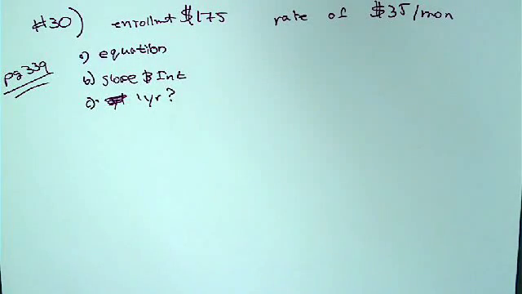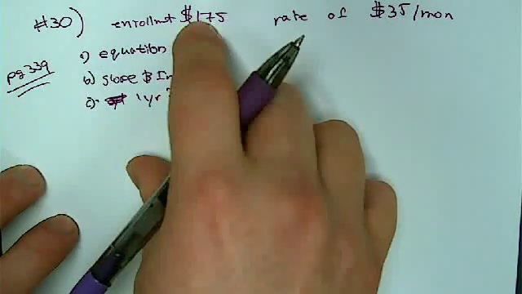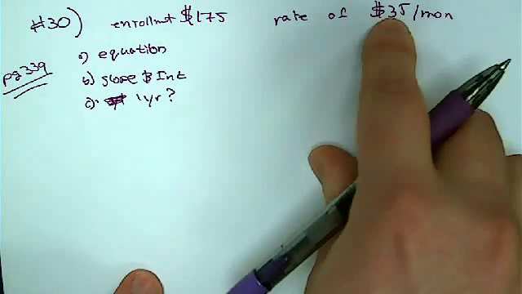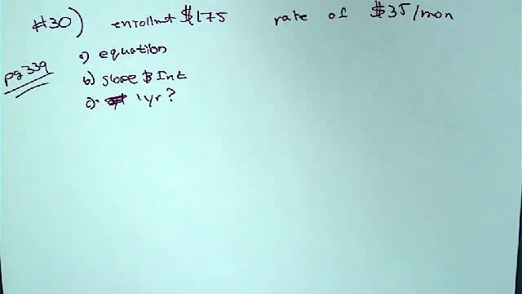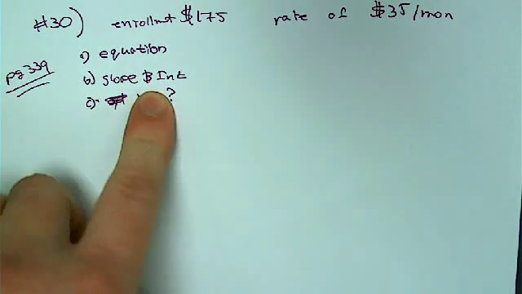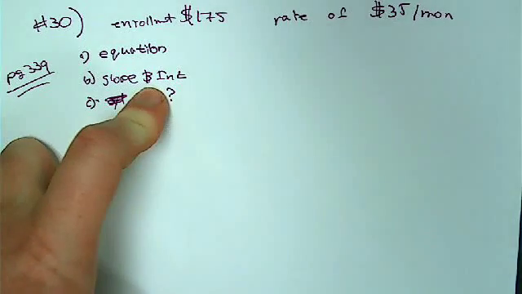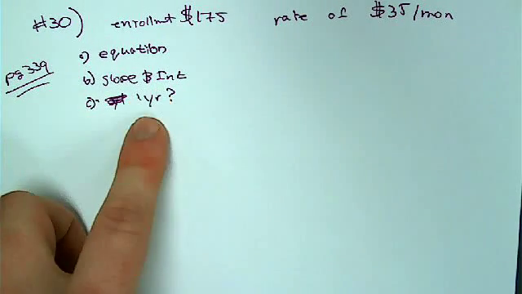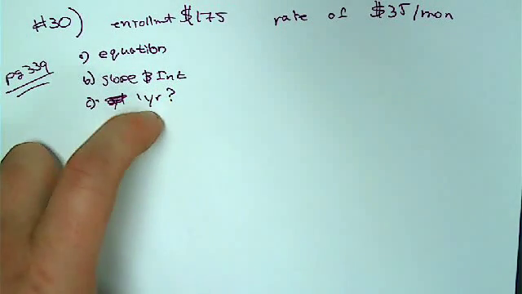So if you don't have your book here, let's recap the situation. We're talking about joining a gym where the enrollment fee is $175 to sign up, and then we're going to pay a rate of $35 every month we're a member. The question asks us to A, write an equation to model it, B, find the slope and the intercept from that equation and describe what they mean, C, how much is it going to cost after 1 year of membership?